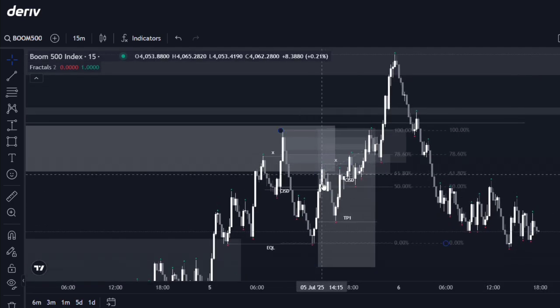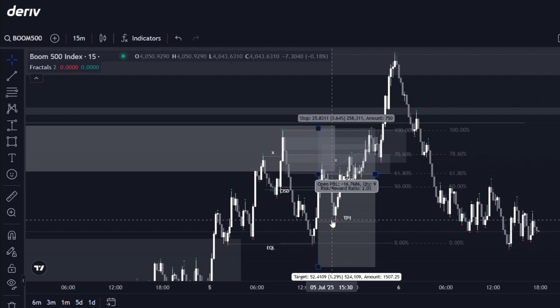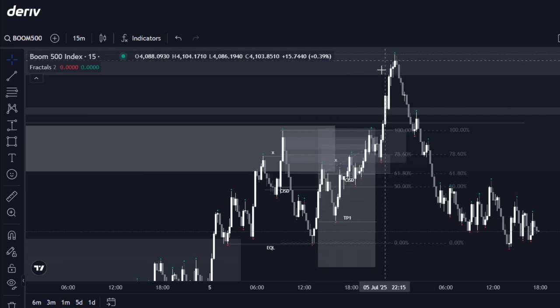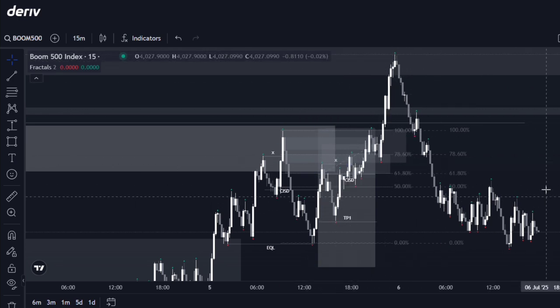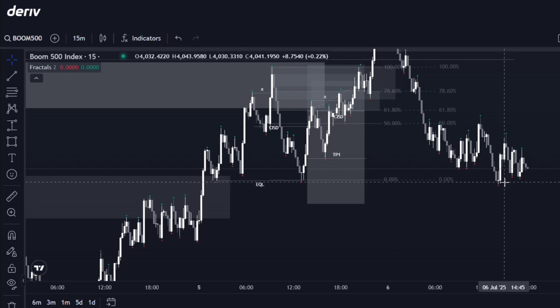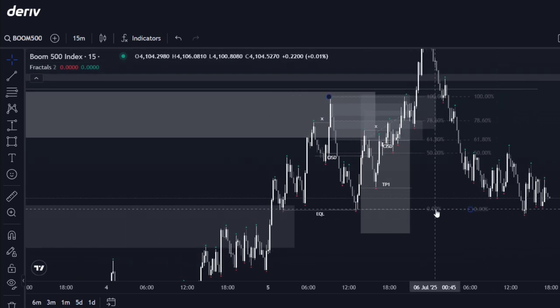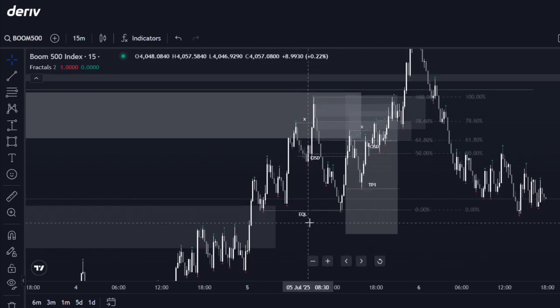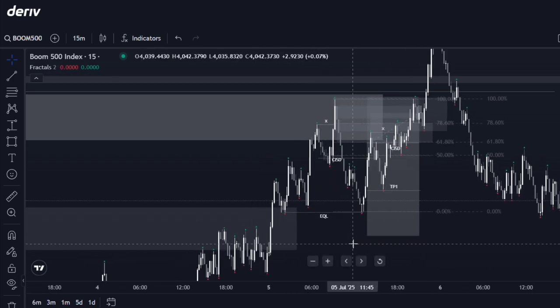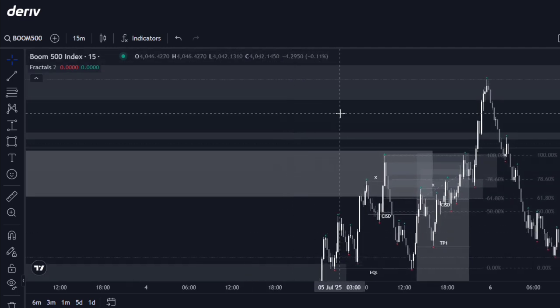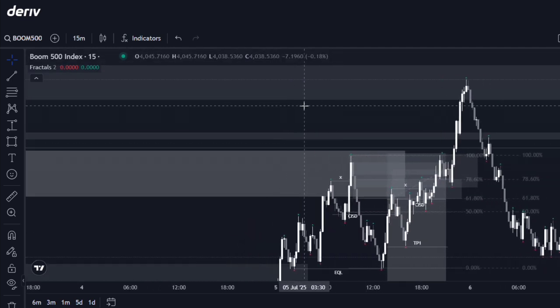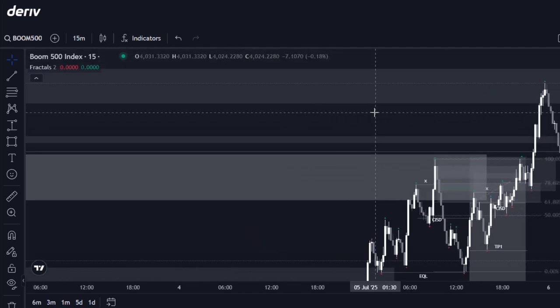So the trade actually came to TP1, and after getting to TP1, it reversed, and then we got a downward move again back to our TP1 and still moving lower. Right, so it has even taken out equal lows that we had here. This is a Boom 500 trade, and it was a sell trade, so we are trading against the spike.